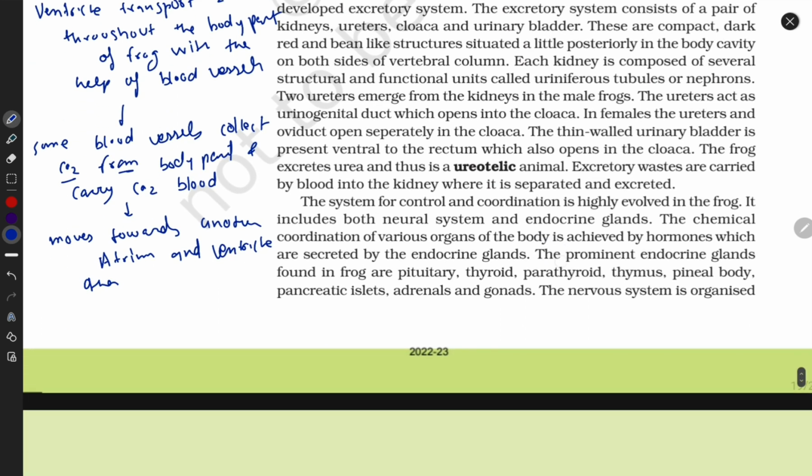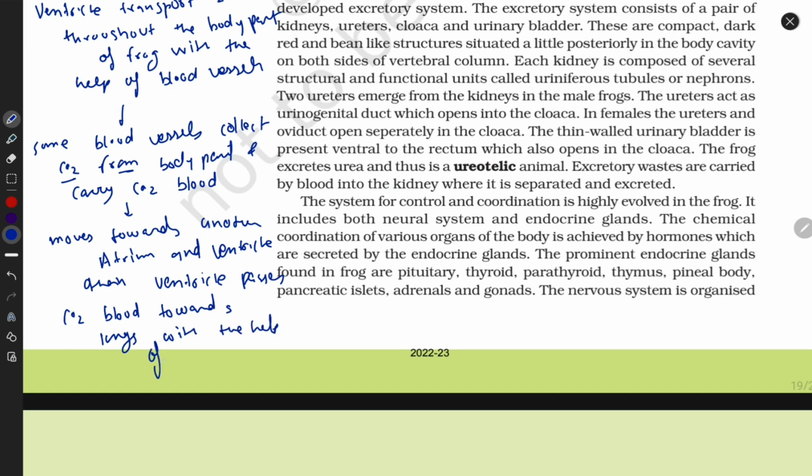Then the ventricle passes CO2 blood towards the lungs with the help of blood vessels. Now the lungs carry CO2 and exhale it outside.